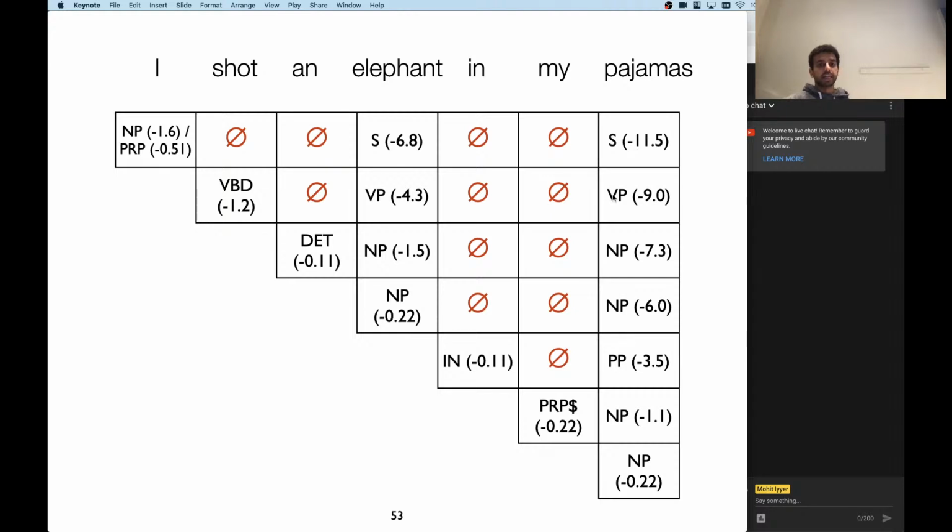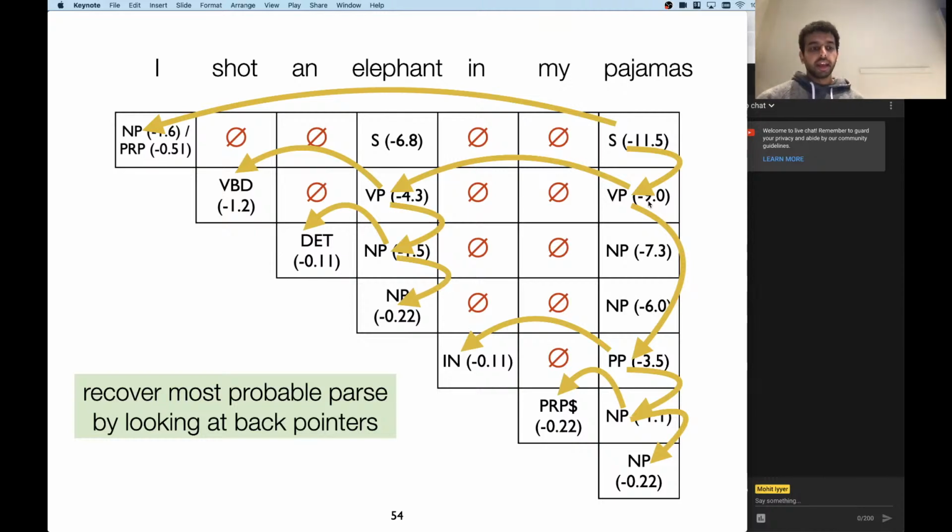And then finally here, note that now we don't have three different VPs in the cell, we just have one. So we just have one S token that's formed by combining this NP with this VP. And when we store these back pointers, as you suggest, we can recover the most probable parse by just looking back at where these rules were applied and where the right-hand side is pointing to. Okay, any questions about this?